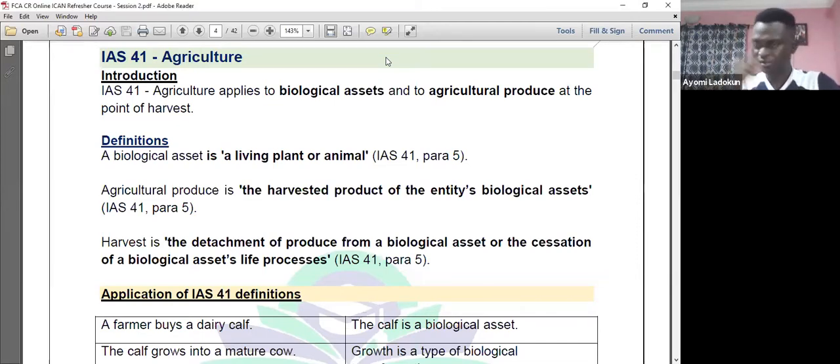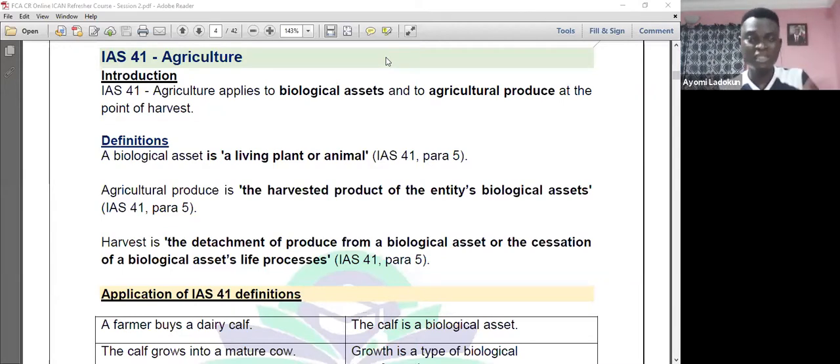Number 2, subsequent measurement. Don't forget, initial measurement is when I'm bringing it on to my financial statement for the very first time. Now, subsequent measurement. Listen up. IAS 41 says biological assets must be revalued to their fair value, less cost to sell. That's it. It must be revalued to its fair value, less cost to sell, on subsequent measurement.